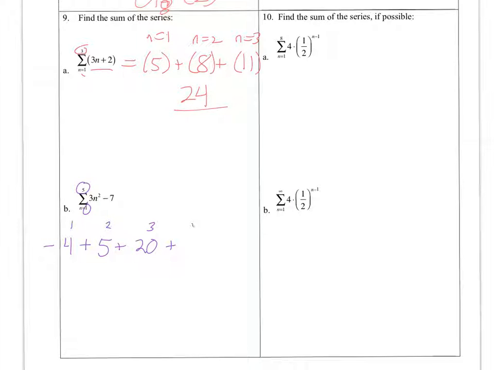Fourth term, 3 times 4 squared is 48, minus 7 is 41. And fifth term, 3 times 5 squared, that's going to be 75, minus 7 is going to be 68. Okay. Negative 4 plus 5 is positive 1, plus 20 is 21, plus 41 is 62, plus 68 is 130.